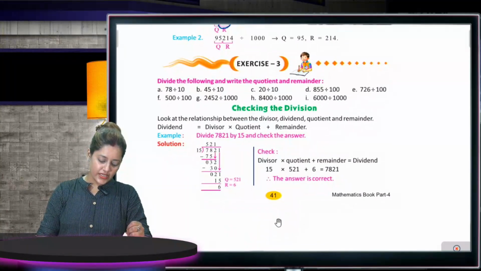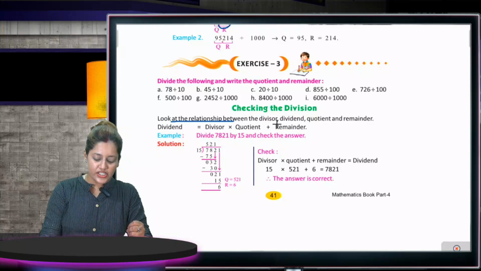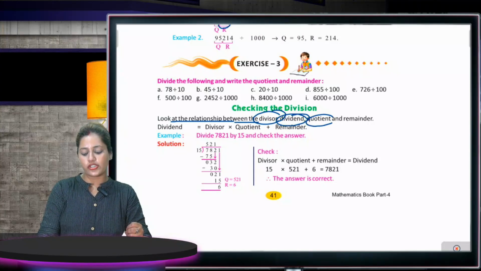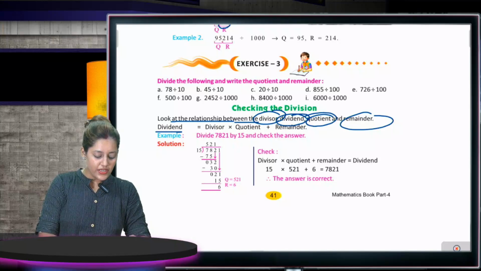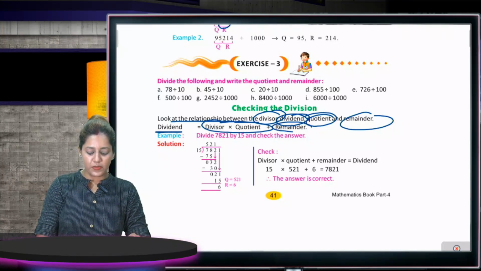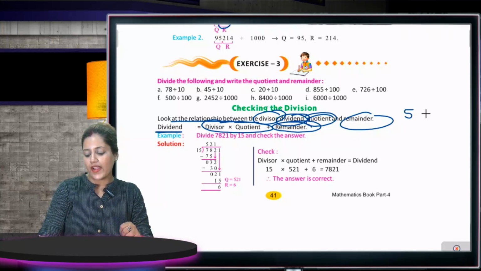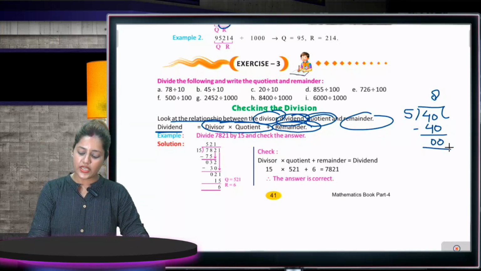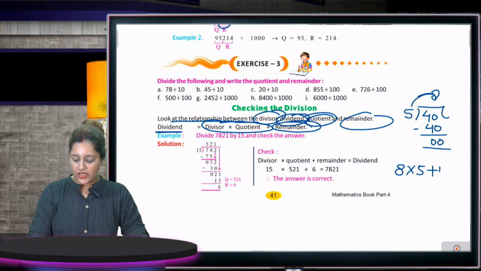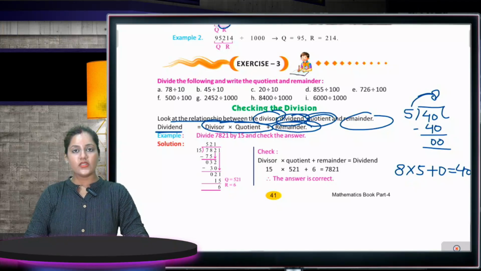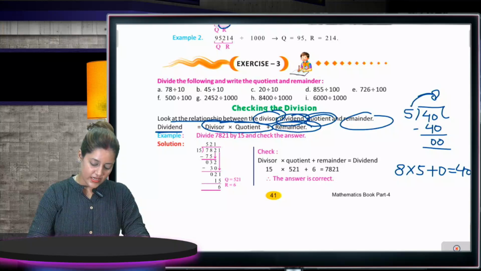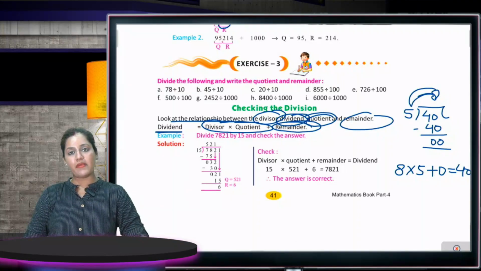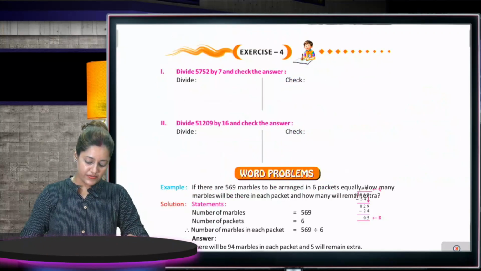Next is checking the division. Looking at the relationship between divisor, dividend, quotient and remainder. So, dividend equals divisor into quotient plus remainder. Means, if 40 is divided by 8, the quotient is 5 and the remainder is 0. So, you have to simply do 8 into 5 plus 0, that is 40. Understand? So, divisor into quotient plus remainder is your dividend.